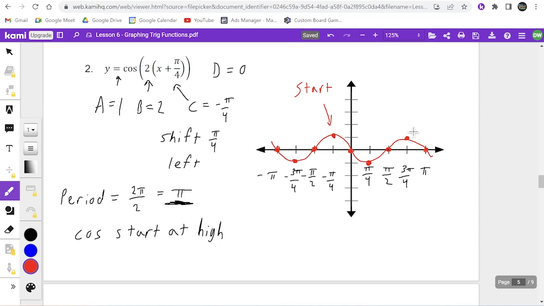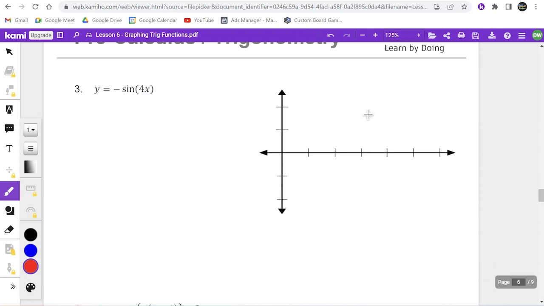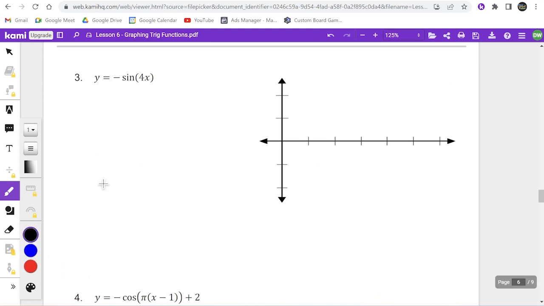So that's it for number 2. Any questions? Okay. By the way, we're only going to get better the more practice problems we do. That's why we're just going to keep going. Okay, next, y equals negative sine of 4x. First thing I do, a equals negative 1 this time.